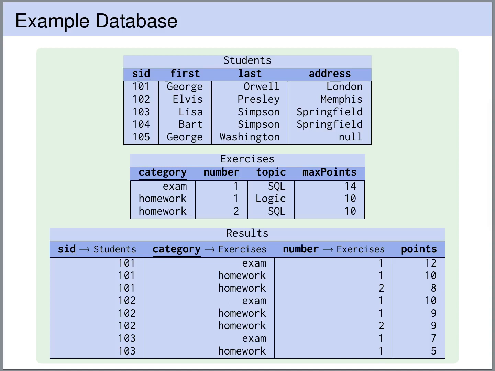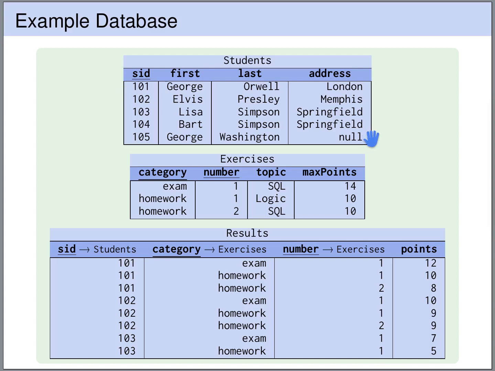The students table has columns SID for student ID. The student ID uniquely identifies the student, so SID is a primary key for this table. Every student has a first name, a last name, and the student may or may not have an address. For simplicity here, the address is simply the city of residence. And if the address is not known, then we have the value null, so this field is empty.